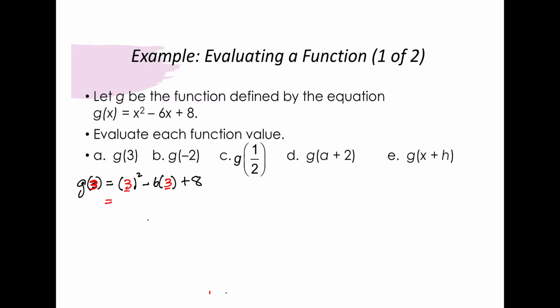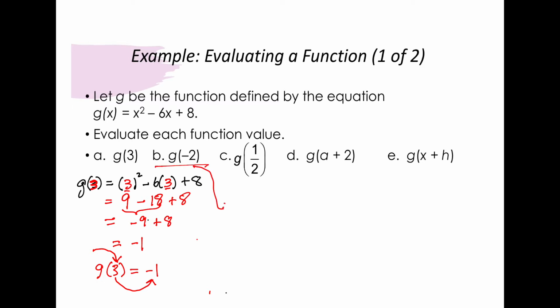So then we go to exponents. So 3 squared is 9. Exponents are powers. Then we do any multiplications. 6 times 3 is 18. And then we do addition and subtractions from left to right. So 9 minus 18 is negative 9, and then plus 8 gives me negative 1. So g of 3 equals negative 1. There's kind of my function machine here. We have our input of 3, and then 3 gave me my output of negative 1.